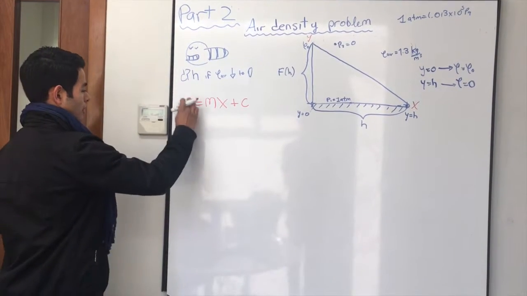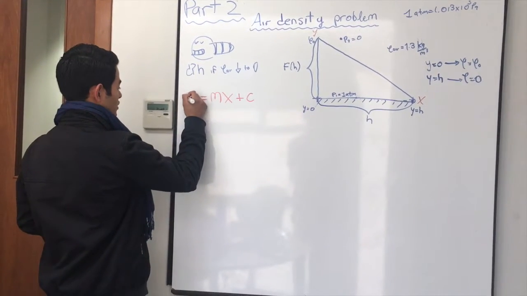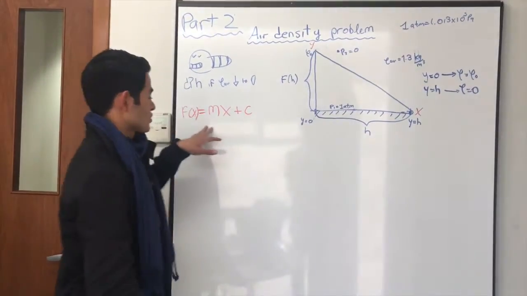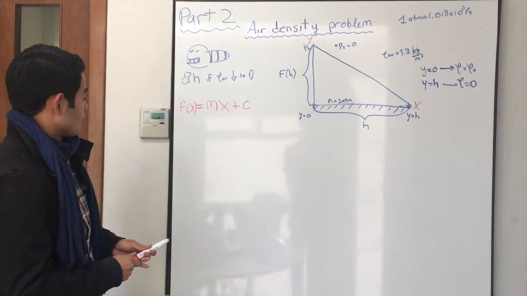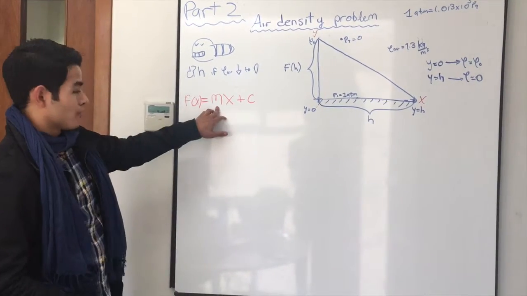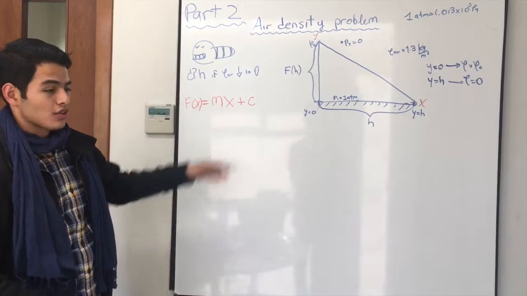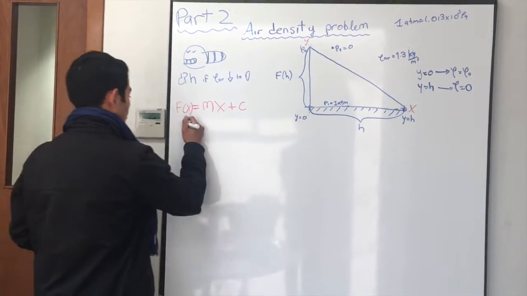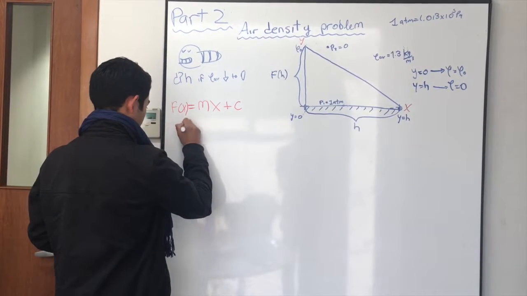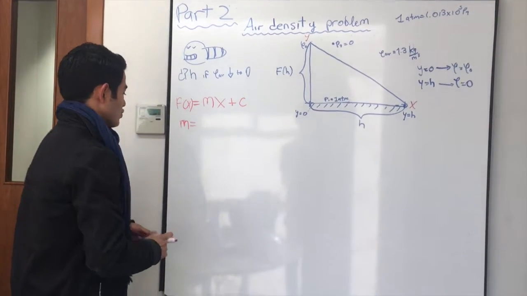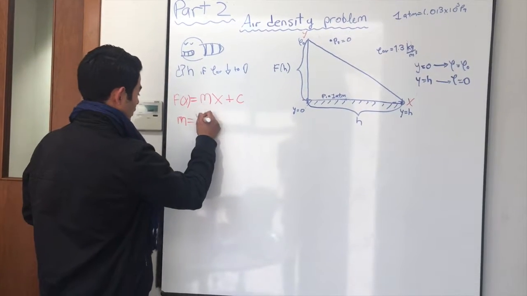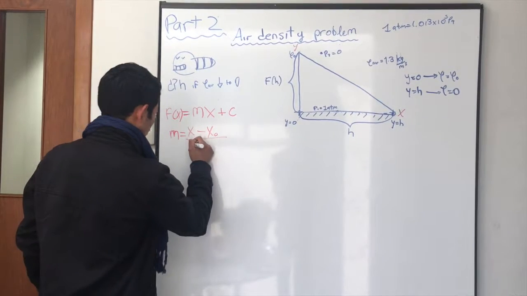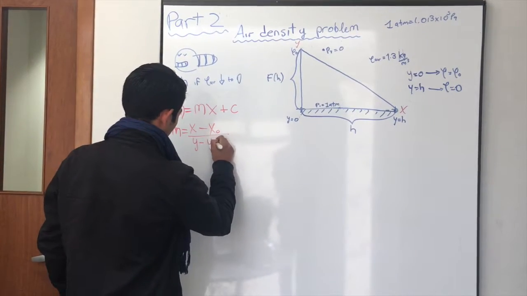Well, y is a function of x. So now we need to put all this in terms of this. We need to find the value of a slope in order to complete the equation. So the slope is equal to, mathematically, x minus initial x over y minus initial y.